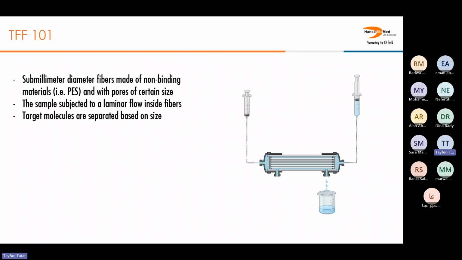And here it is also important to mention that we are basically separating the sample according to the pore size of the fibers. If these sub-millimeter fibers have 50 nanometer pore size, for instance, the filtrate coming out of these filtrate ports includes particles lower than 50 nanometer, and what remains inside the cartridge includes particles larger than 50 nanometer.